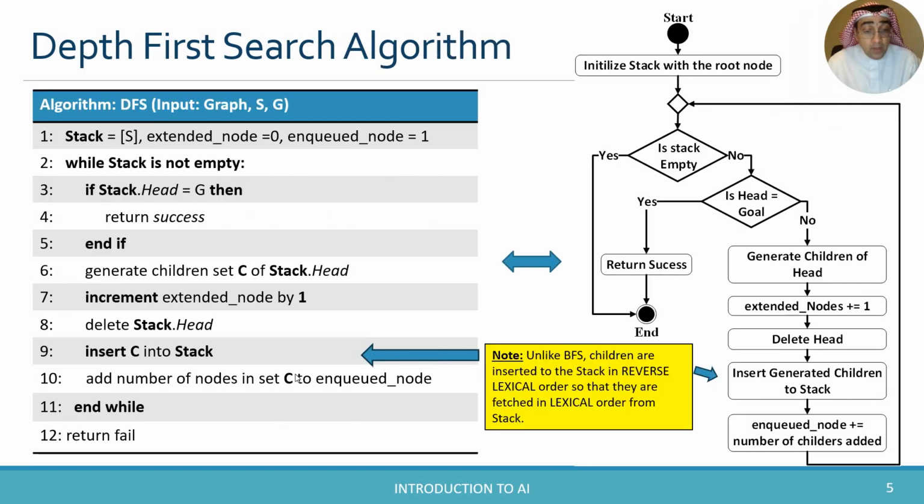Okay, let's go and look at the algorithm. So the algorithm is very similar to the algorithm that was explained in the breadth first search. So we start with initializing our extended node to 0 and the enqueued node to be 1. So the extended node is 0 and the enqueued node to be 1 because as soon as we start, we enqueue S into the stack. So we take the stack and we put the S into it.